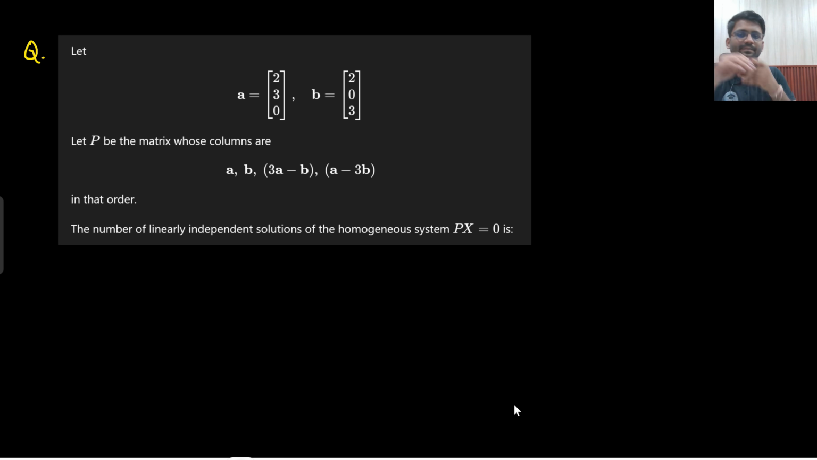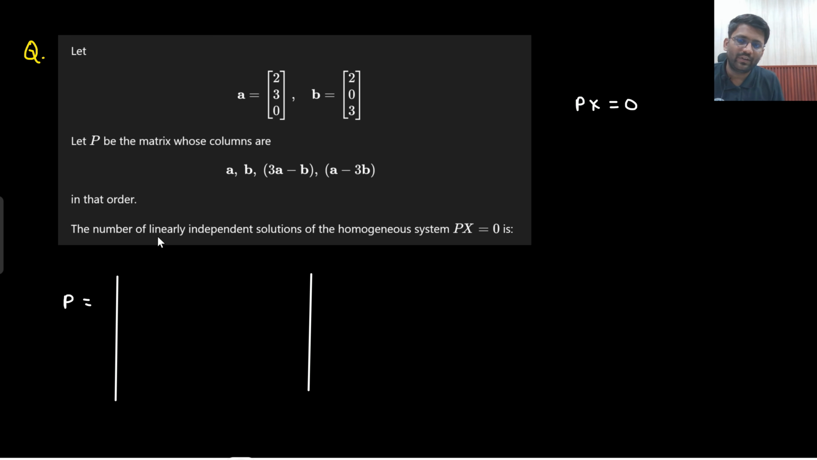Solve this question. Let P be a matrix whose columns are A, B, 3A minus B and A minus 3B, in that order. Find the number of linearly independent solutions of the homogeneous equation Px equals 0. What is the meaning of linearly independent solutions? That means the number of free variables they are asking. So how many free variables will you have? This is what they are asking.